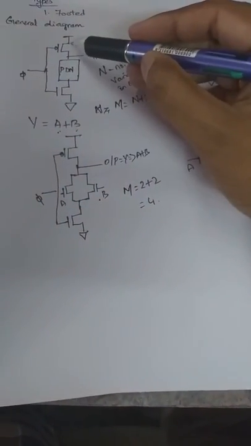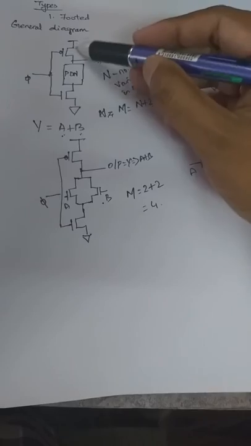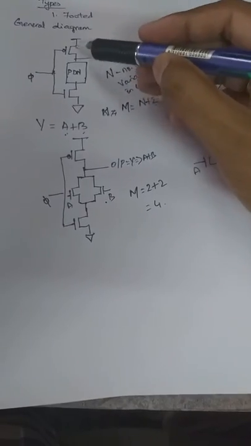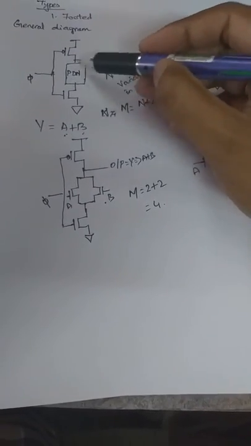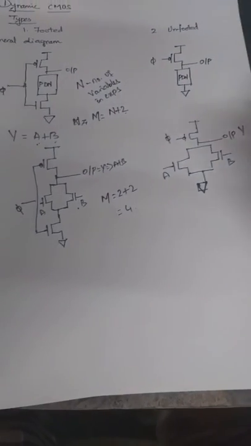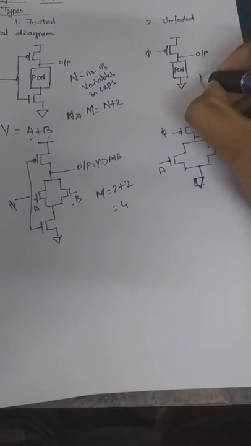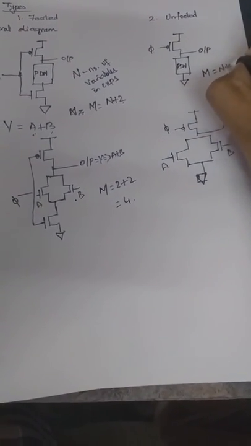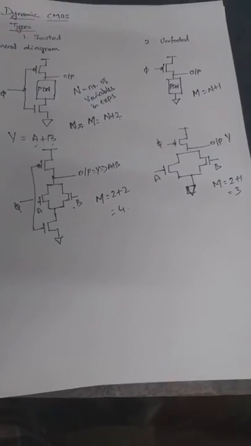We will have these two transistors as common for any given expression, and only the number of transistors in the pull down network will vary. Similarly here we can write it as m equal to n plus 1, and for this one m equal to 2 plus 1 is equal to 3 transistors, right? So this is how the expression goes on.